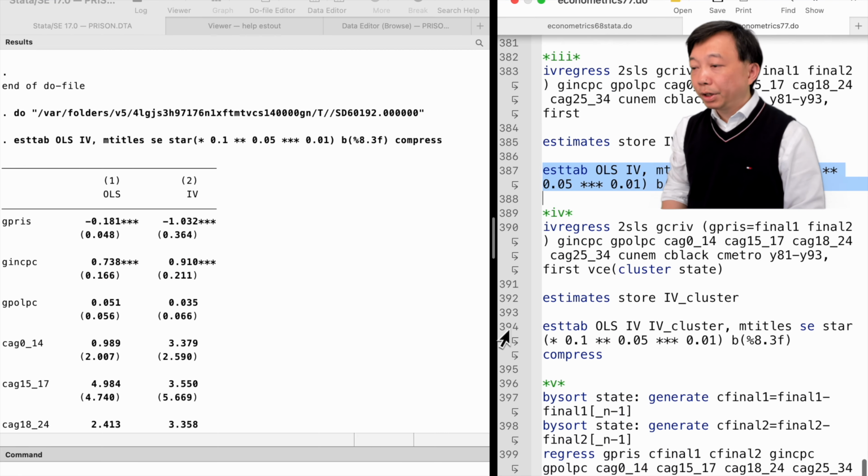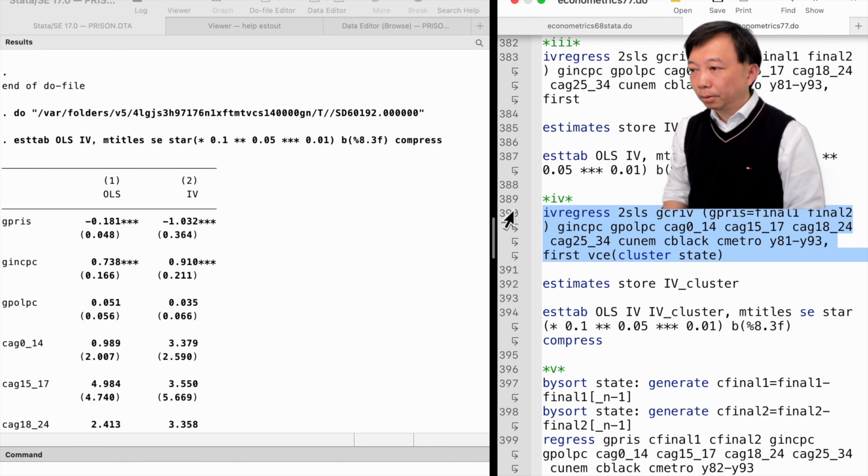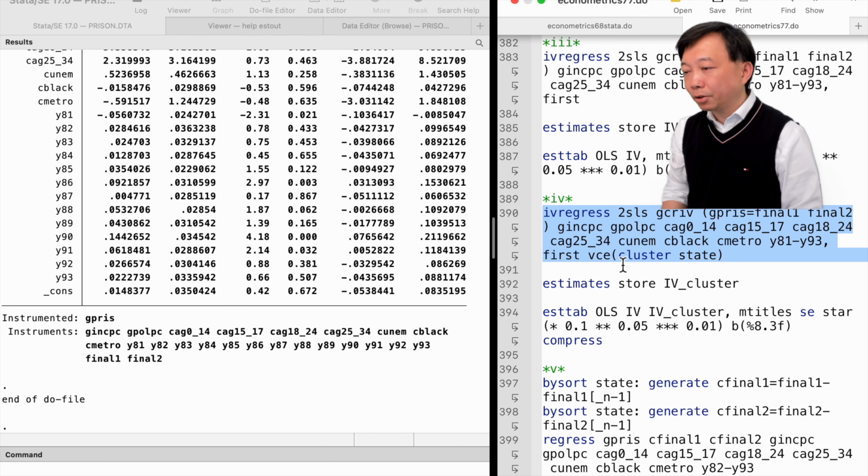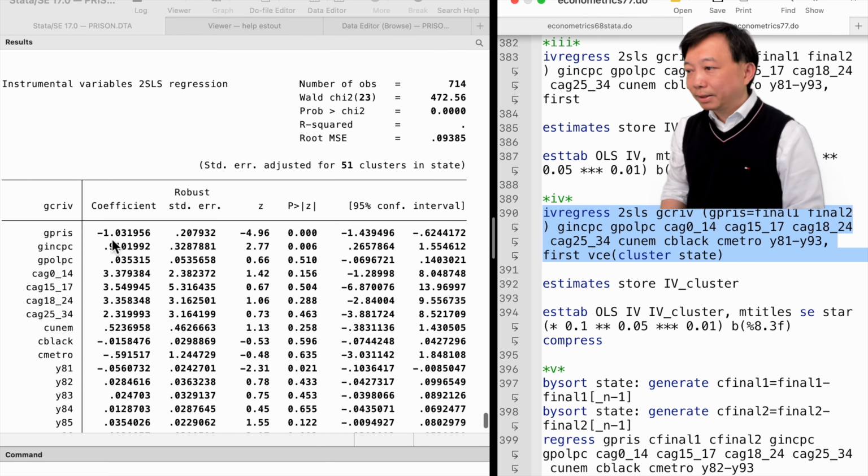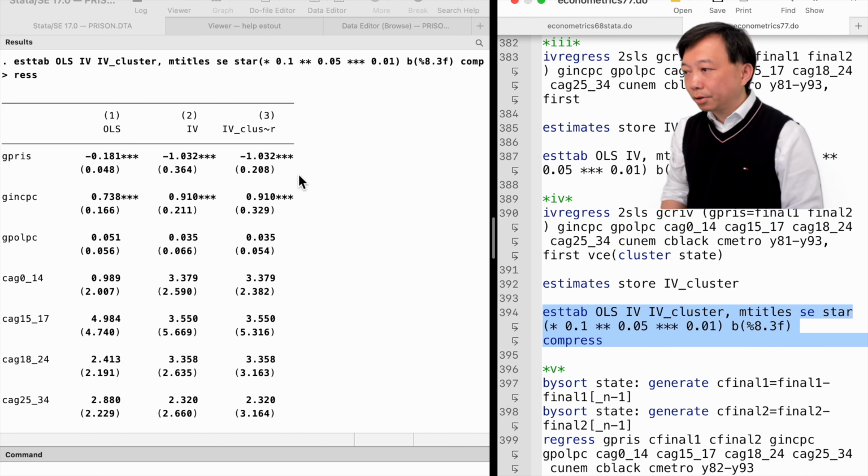In part 4, we use the cluster option in Stata to compute standard errors robust to heteroscedasticity and serial correlation for the two-stage least squares estimate. The robust standard error for alpha 1 hat is smaller than the usual standard error.